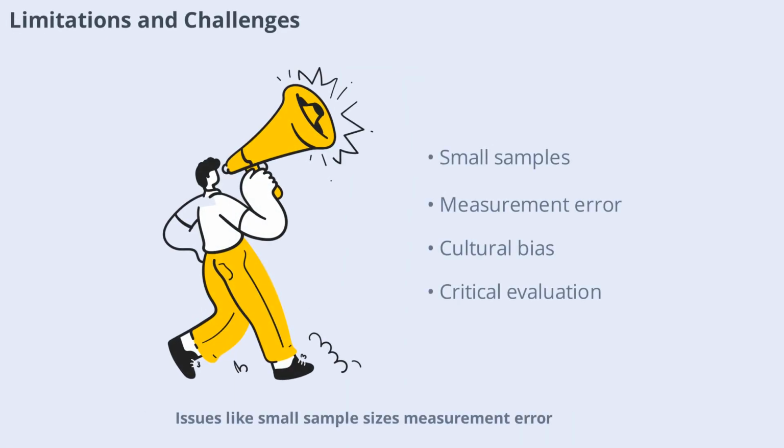All research methods in abnormal psychology have limitations. Issues like small sample sizes, measurement error, and cultural bias can affect results. Researchers must be aware of these challenges and strive to minimize their impact. Critical thinking and ongoing evaluation are essential for advancing the field and improving our understanding of abnormal behavior.